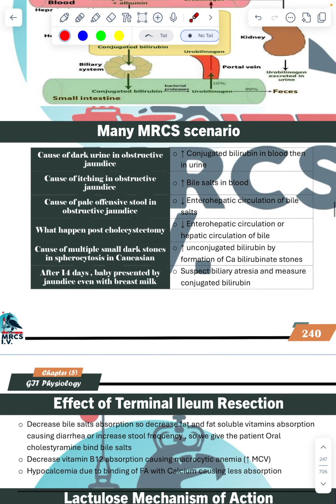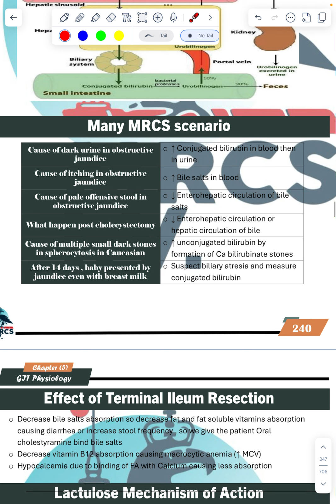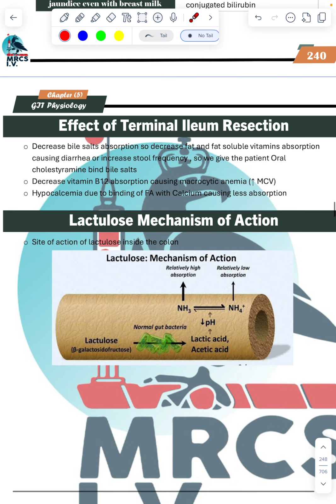What are these MRCS scenarios? What are the questions? Cause of dark urine in obstructive jaundice: increased conjugated bilirubin in the blood. Itching is because of bile salts in the blood. Pale and offensive stools are because of decreased enterohepatic circulation. After cholecystectomy with multiple stones, dark urine with conjugated bilirubin present. Jaundice at 14 days, biliary atresia is the cause.